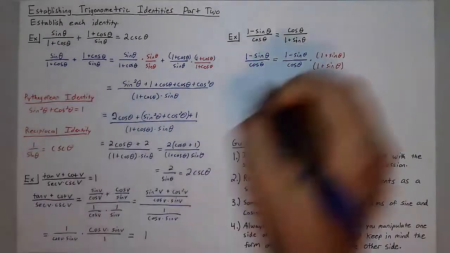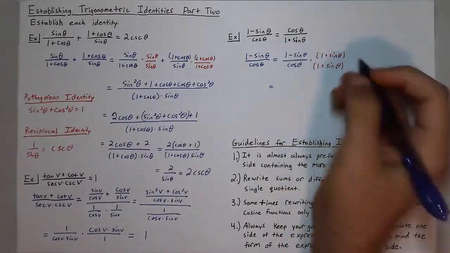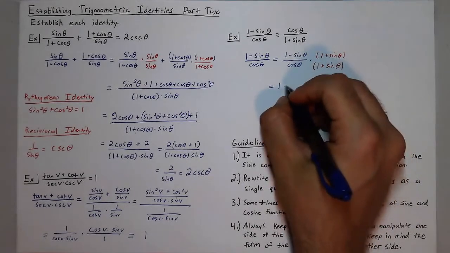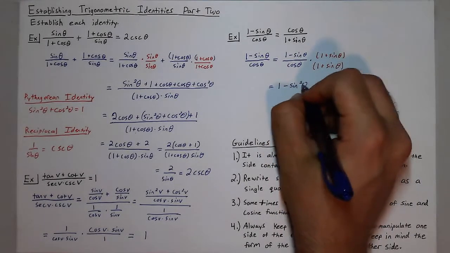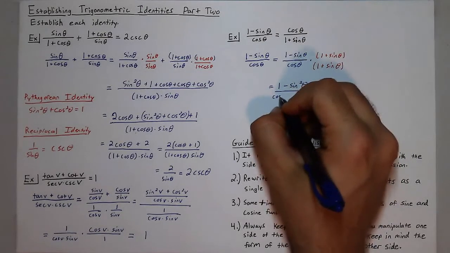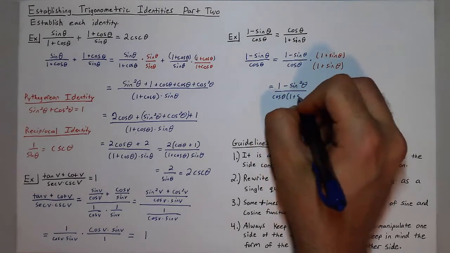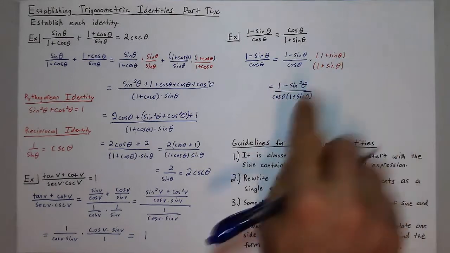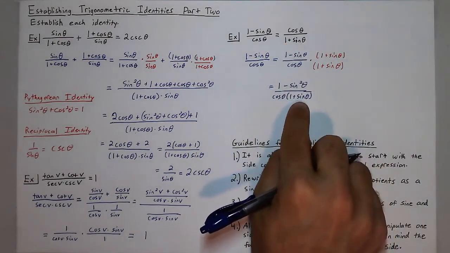So when I multiply this out, these are difference of squares. So I end up with 1 squared, which is 1, minus sine squared of theta, all over cosine of theta times 1 plus sine theta. And I'm not distributing that because I want that 1 plus sine theta in my denominator.